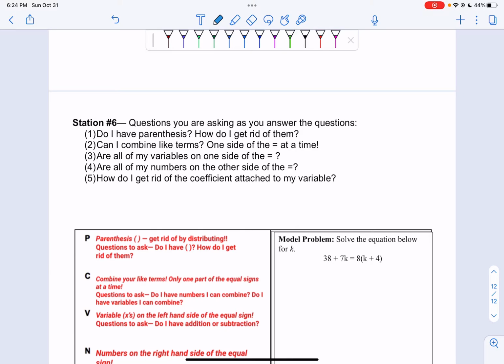Remember, one side of the equal sign at a time. Are all your variables on one side of the equal sign? What about those numbers? Are they on the other? And then how do you get rid of the coefficient attached to your variable? These questions are answered by using PCVNA.